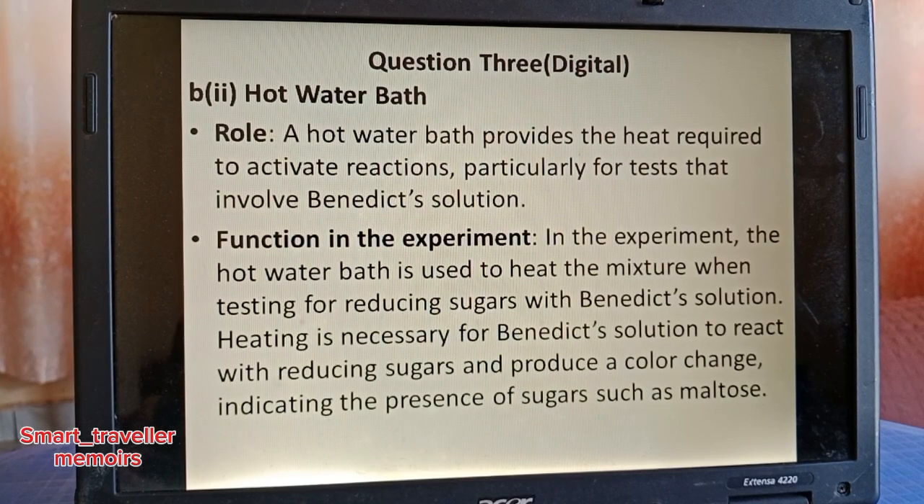Hot water bath, what I researched. The role of a hot water bath is to provide the heat required to activate the reactions, particularly for tests that involve Benedict solution. Function in the experiment: the hot water bath is used to heat the mixture when testing for reducing sugars with Benedict solution. Heating is necessary for Benedict solution to react with reducing sugars and produce a color change, indicating the presence of sugars such as maltose.